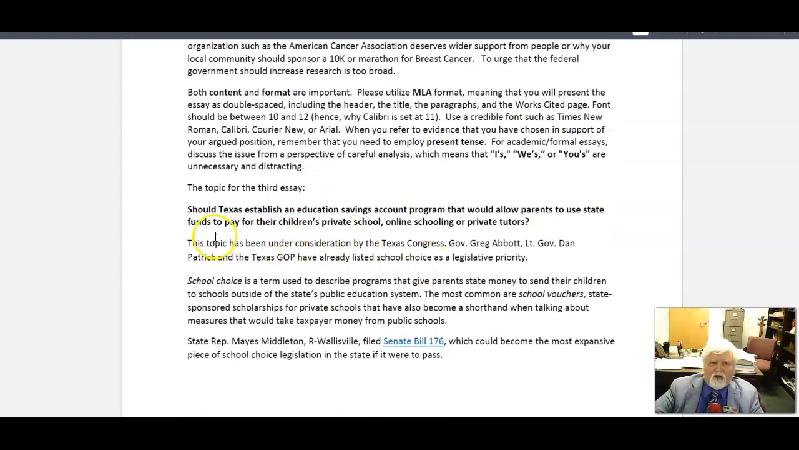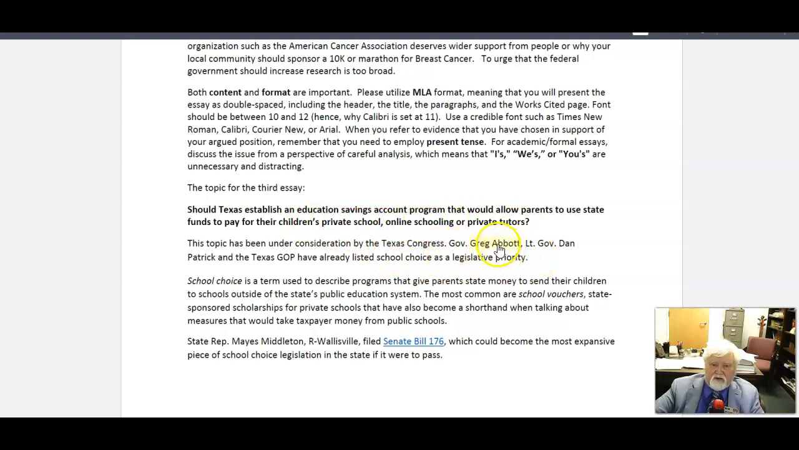Your topic for this one concerns an issue that was discussed extensively in the spring and into the summer here in the state of Texas regarding what are called education savings accounts, but also referred to as school vouchers or school choice. Those are parts of it. So, should Texas establish such programs to allow students to use state funds to pay for their children's private school, online school, or even private tutors.